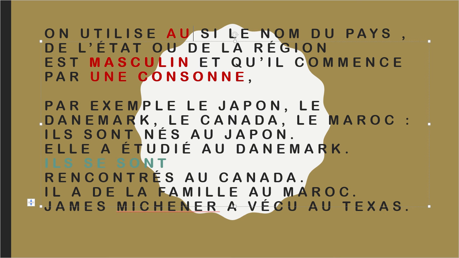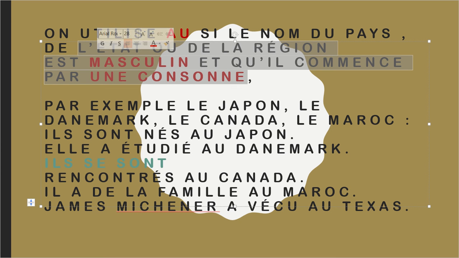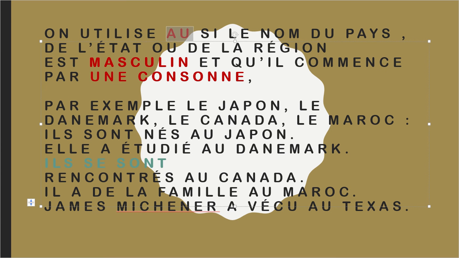We use au for places or states which are masculine and start with a consonant. There are very few rules. This is not complicated. For example, le Japon, le Danemark, le Canada, le Maroc. Ils sont nés au Japon. Elle a étudié au Danemark.